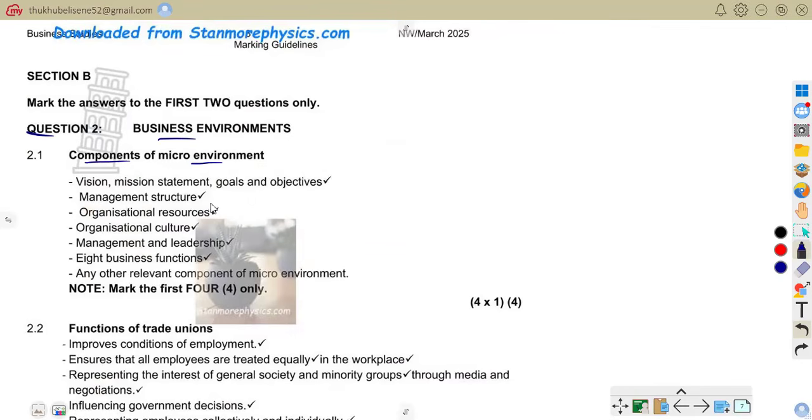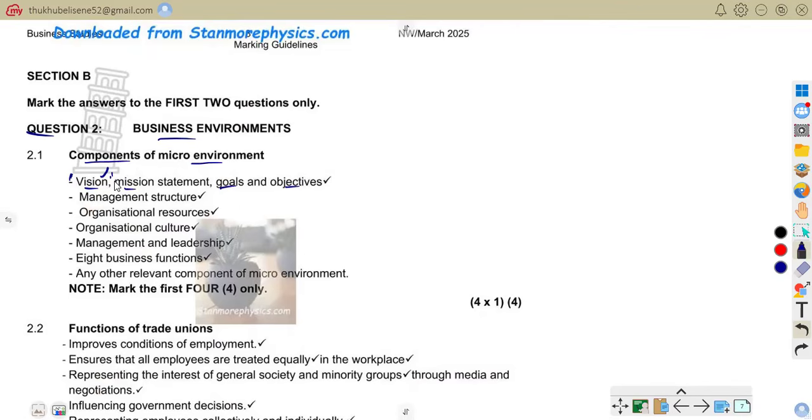The first one is vision, mission statement, goals, and objectives. When you talk of a vision, a vision is the future goal or dream of the business and what it wants to achieve in the long term.